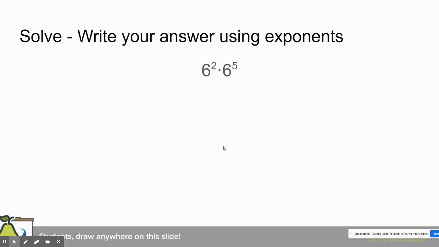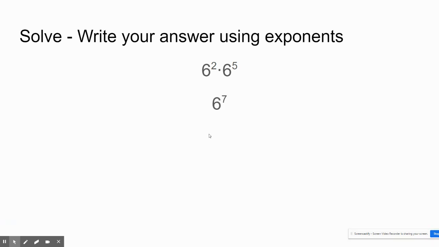Okay, write your answers using exponents. What's 6 to the second times 6 to the fifth? Go back and check your notes, check the examples we've done, and hopefully you came up with 6 to the seventh. This is not a power of a power. There's no parentheses here. We're not raising 6 to the second to any power. We're just multiplying 2 numbers with the same base, and we add the exponents.